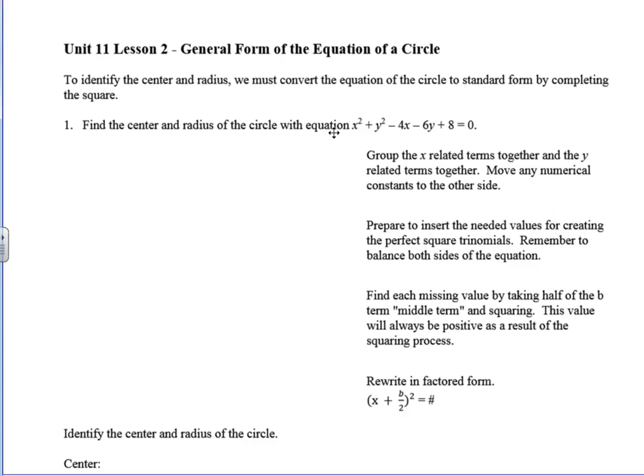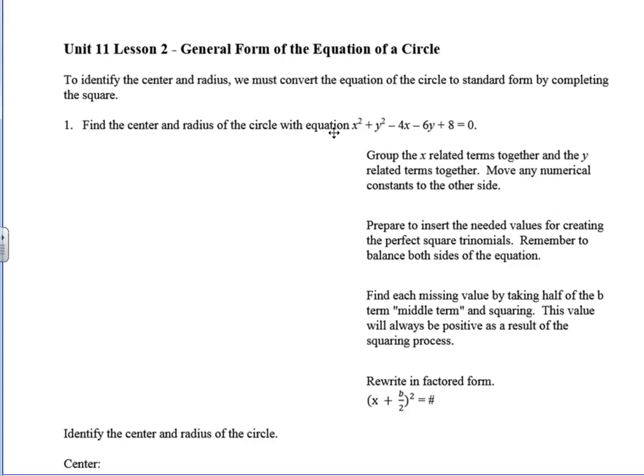We're going to talk about the general form of the equation of a circle. This is a continuation of lesson 1 where we looked at the standard form, and we're going to convert the equation of a circle to standard form by completing the square. This is where the focus on completing the square in algebra, some of the review we've done this year, finds its application. So here's how we go about doing that.